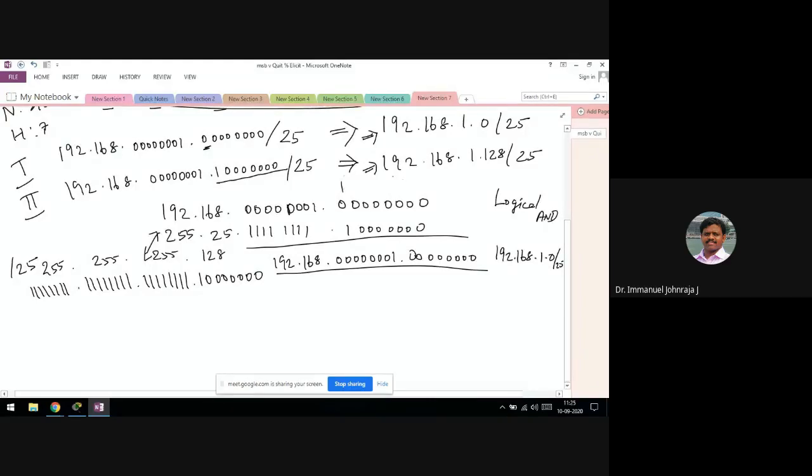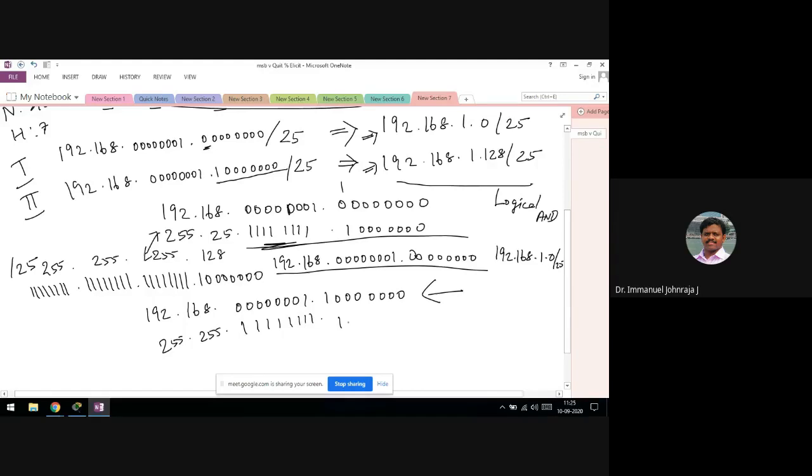Shall we confirm it with the second one also? Yeah, the second one I'm going to take. I write that: 192.168, same story. What is 128? 1000 0000. This is the IP address I got. What is the mask? 255, same /25, right? So I'm writing the same mask.